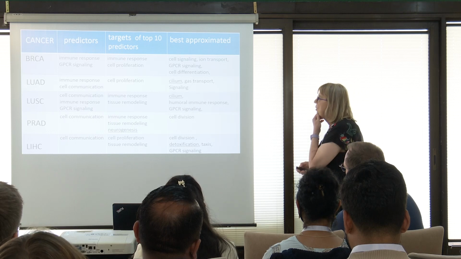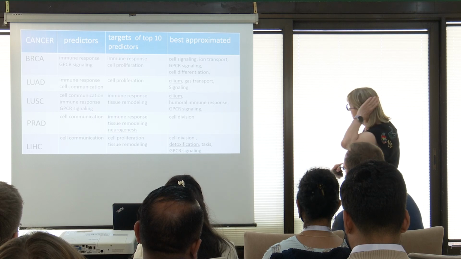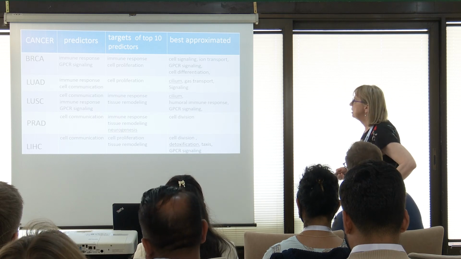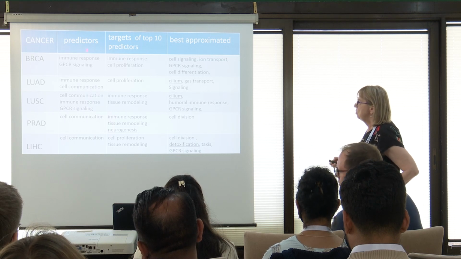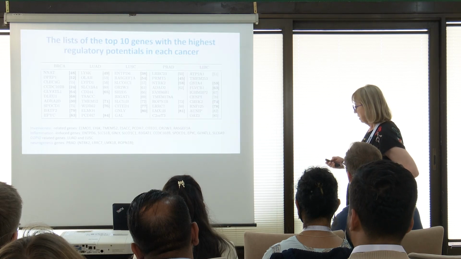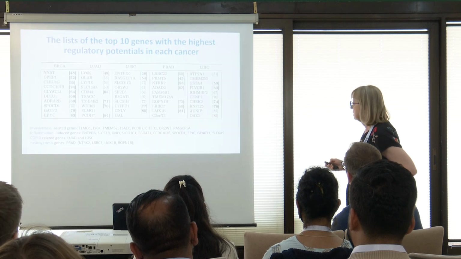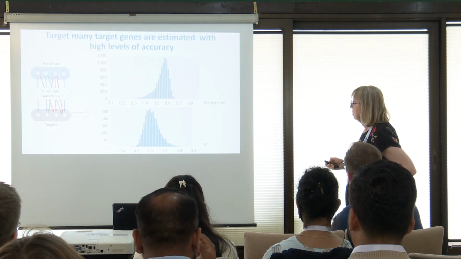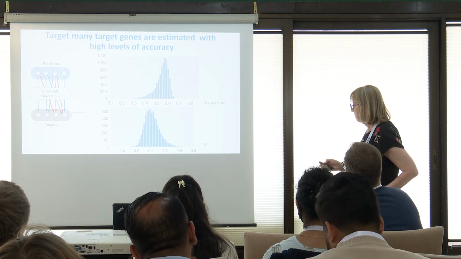So that was manual. Now we look a little bit more formally through the GO enrichment analysis, and this is just one table summarizing the main findings. We look at those cancers that we consider in the study. We look at the GO enrichment of the predictors, the GO enrichment of the targets of those top 10 predictors from this table, and then also the GO enrichment for those genes that are well estimated.